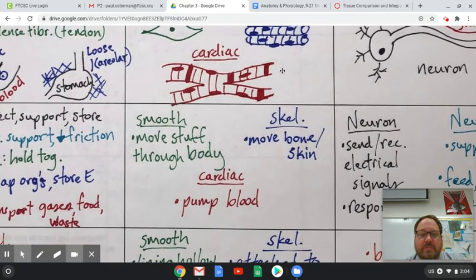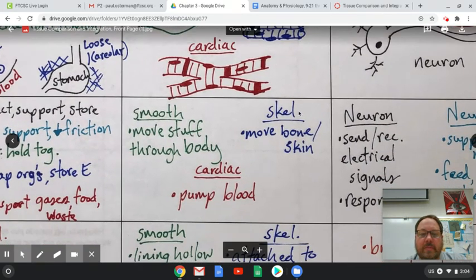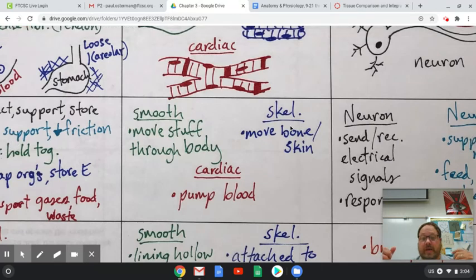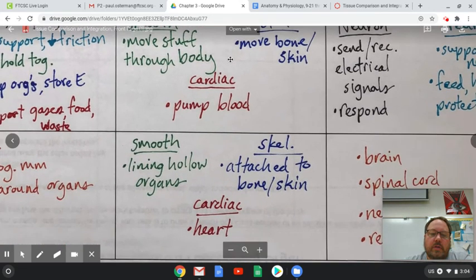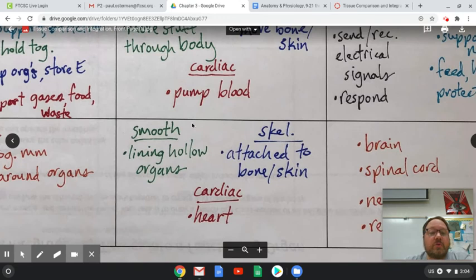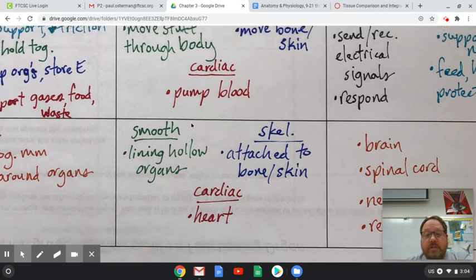All right, so what do these muscles do? Well, skeletal muscle moves your skeleton, moves your body, or it moves your skin to allow things like facial expressions. Smooth muscle lines hollow organs, so when it contracts, it pushes stuff through those organs, so it moves things through your body. And then again, cardiac muscle pumps the blood. Where do we find these muscles? Again, smooth muscle is found lining hollow organs. Skeletal muscle is attached to your skeleton or your skin, I should say. And again, cardiac muscle is found in the heart.